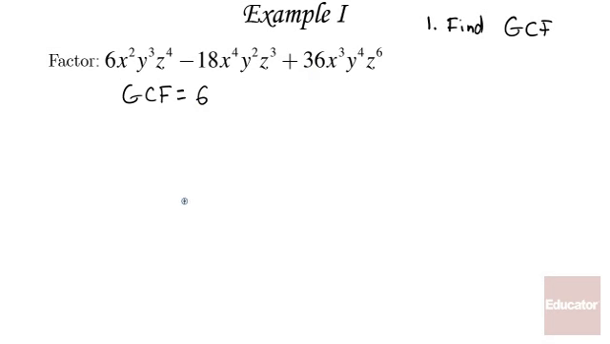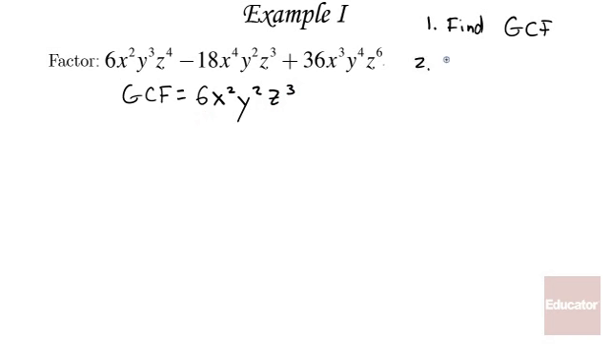Okay, looking at the variables. I'm going to look at my x's, and I'm going to find the one with the smallest exponent, and that's x squared. So that's the smallest exponent, so the others contain x squared plus more. So I know that I have an x squared in each of these terms. Next, I go on to y cubed. Okay, so that's y cubed. I have y squared and y to the 4th. My y term with the smallest exponent is y squared. And finally, the z terms. Z to the 4th, z to the 3rd, z to the 6th. This is my smallest exponent. So my greatest common factor is 6x squared y squared z cubed.